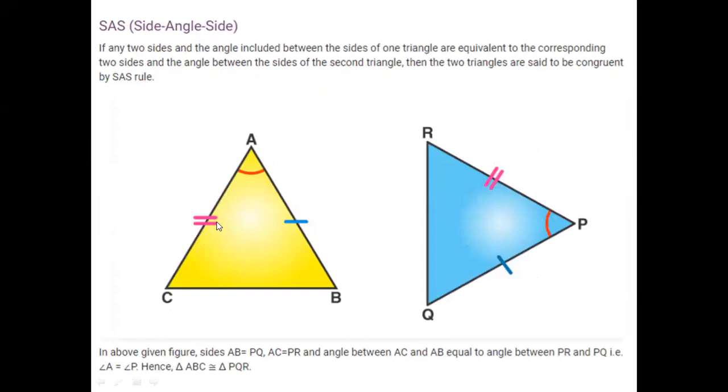Then we have side, angle, side. So this is how we can prove that these two triangles are equal. If we have that the AC side is equal to the RP side, and then we have the angle. This is important, that the angle should be between the sides that we are proving. So we will have the angle A equal to the angle P, and then we will have that the AB side equals the PQ side.